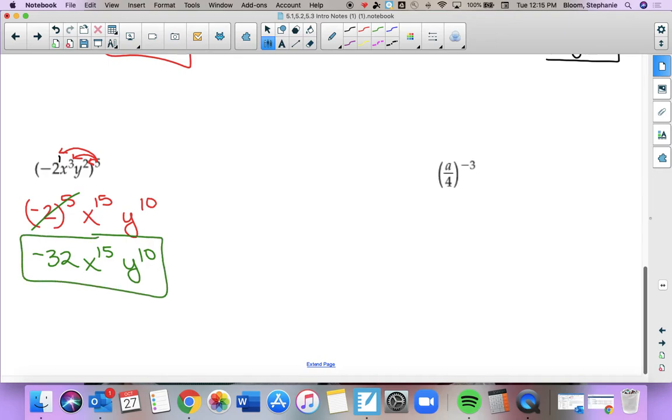Should be a negative right there. And that stays, because that's a negative coefficient. That has an exponent of positive 1, okay? How did we do on that one? Did we get it?